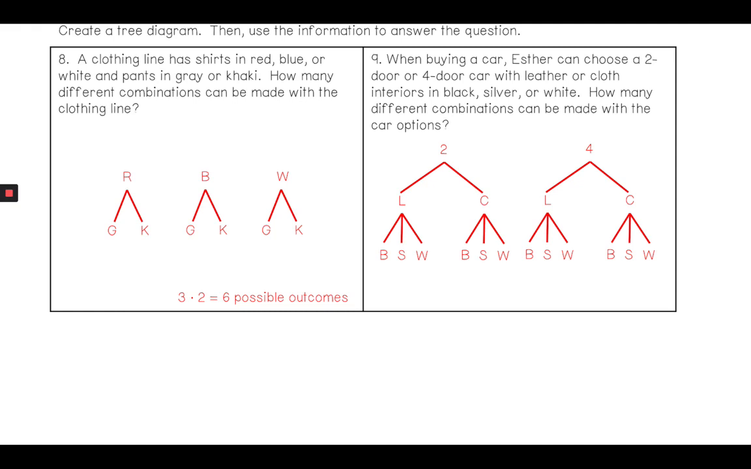Now, because it says here how many different combinations, it doesn't say list all the combinations. Well, for the first choice, there are 2 options, so 2. The second choice, there are 2 options, so 2. And then the third choice, there are 3 options, 3. So I would go 2 times 2 times 3, meaning there are 12 different types of cars that she could choose from with those options.